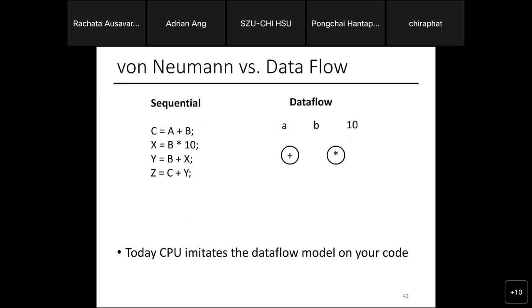All right, so here is a sequential model. I do C equals A plus B, X equals B multiplied by 10, Y equals B plus X, and C equals C plus Y. In a sequential model, let's assume each line takes one clock cycle. So over here, you take four clock cycles to finish, right? On a data flow model, you realize that the first add and the first multiply can be done in parallel. I have A, I have B, I have 10. So they both will run in parallel in the first clock cycle. Then you spend one more cycle for the second add, one more cycle on the third add, and that's it. So over here, four cycles, over here, three cycles. Faster. By how much? 25%, right?